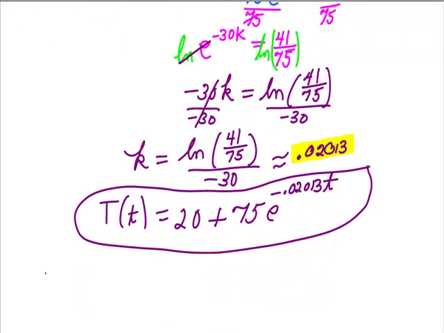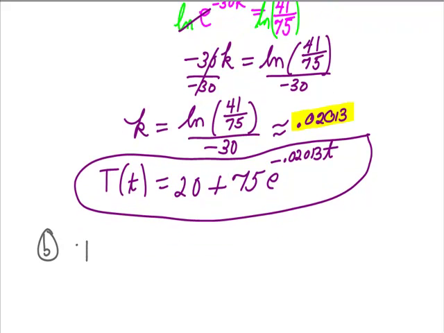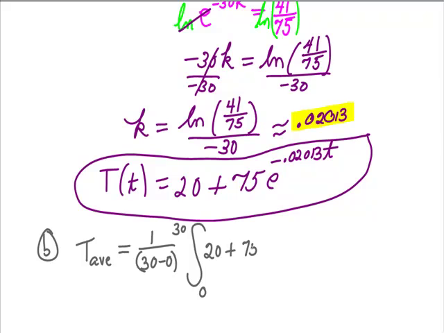Okay, guys, so now we're going to do the average. So in order to do the average, we have to say T average is, we're doing this from 0 to 30, so it's 1 over 30 minus 0 times the integral from 0 to 30 of 20 plus 75 e to the negative 0.02013t dt. So we have to figure out that antiderivative. And then, of course, take the definite integral.